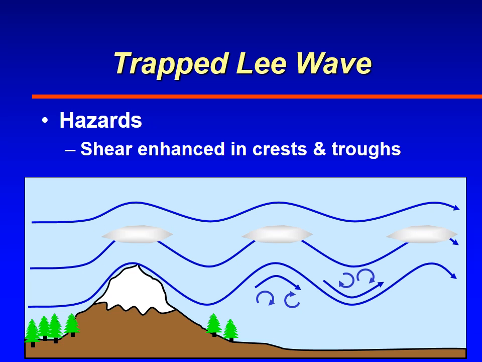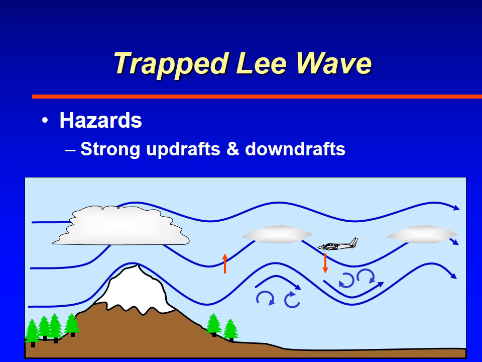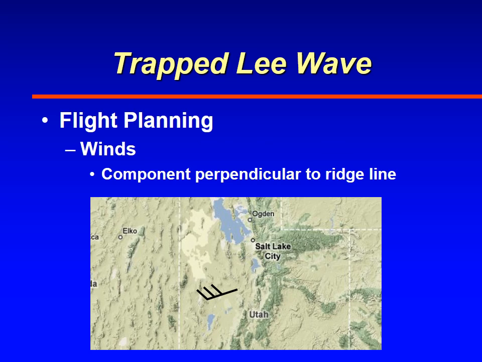So you'll have strong turbulence, especially in the troughs and the ridges of the wave. And of course, it goes without saying that trapped Lee waves, since it is a wave, you will also have strong updrafts and strong downdrafts. So when you're forecasting a trapped Lee wave, what do you look for? Of course, the winds need to be perpendicular to the mountains, and the FAA says that a minimum wind component of 20 knots at the mountaintop is enough for mountain wave activity.